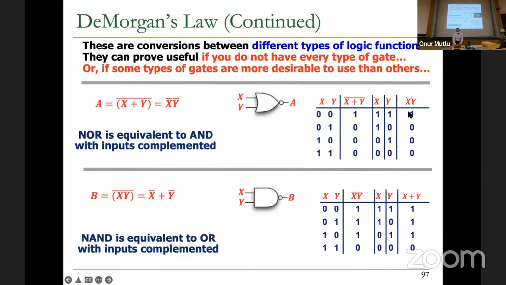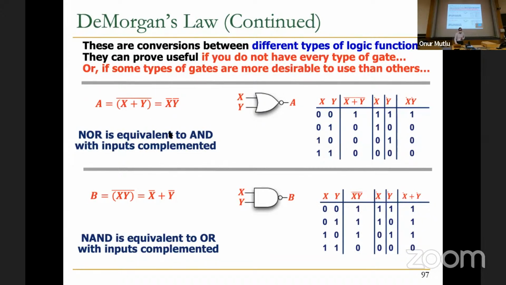So why is De Morgan nice? Let's take a look at this. These really are conversions between different types of logic functions. They can prove useful if you do not have every type of gate. For example, if you do not have a NOR gate, you can still implement things using NAND gates. Or if some types of gates are more desirable to use than others. Some gates are much faster, some gates are much slower.